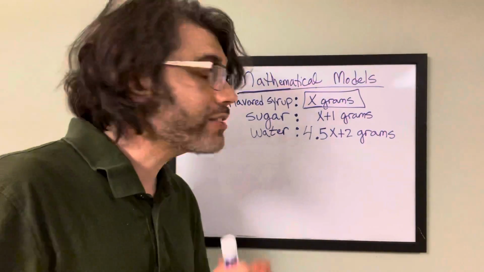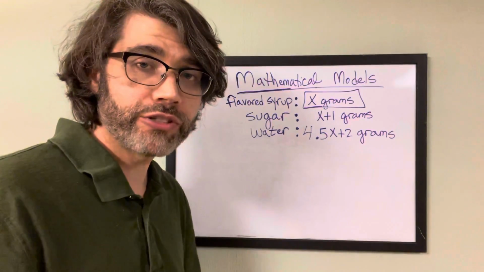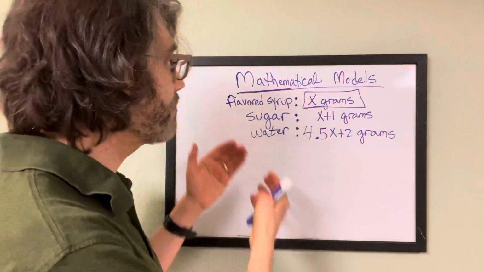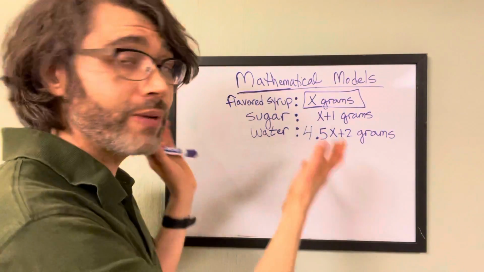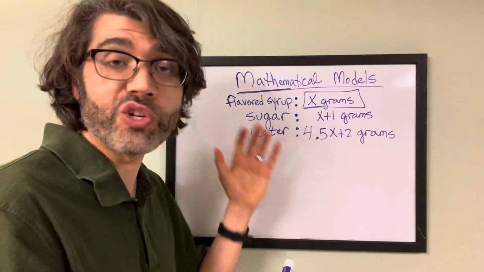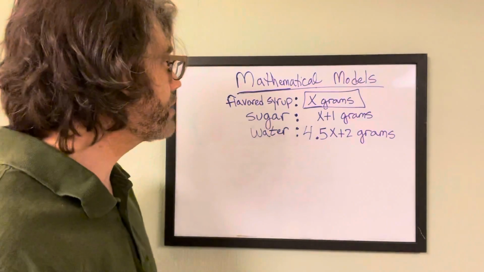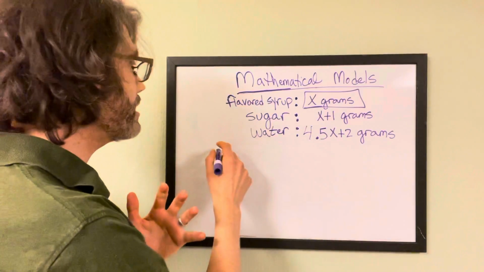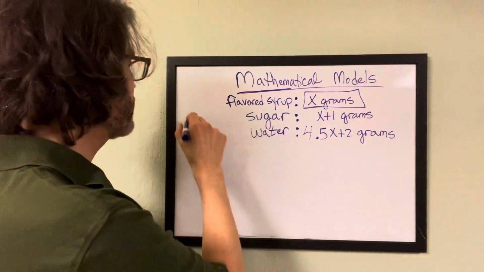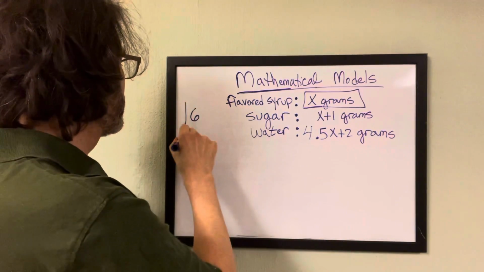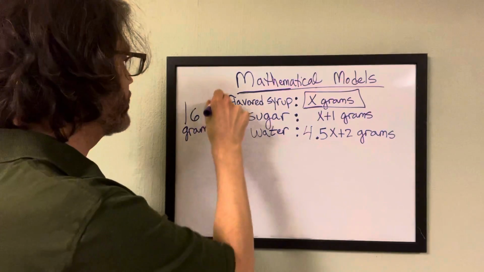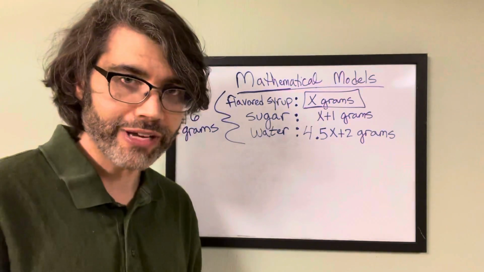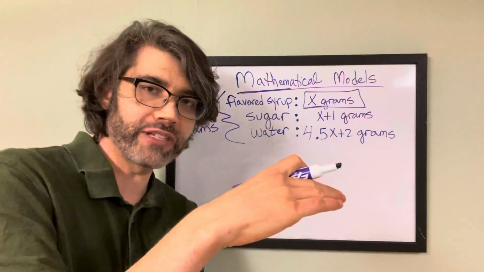Okay, so what I'd like to talk about now is mathematical models. A mathematical model is usually an equation that fits a certain situation. In this situation, we're making soda, okay? So if we wanted to make, let's say, 16 grams of soda, let's say we're a food science engineer, and we made 16 grams of this soda.